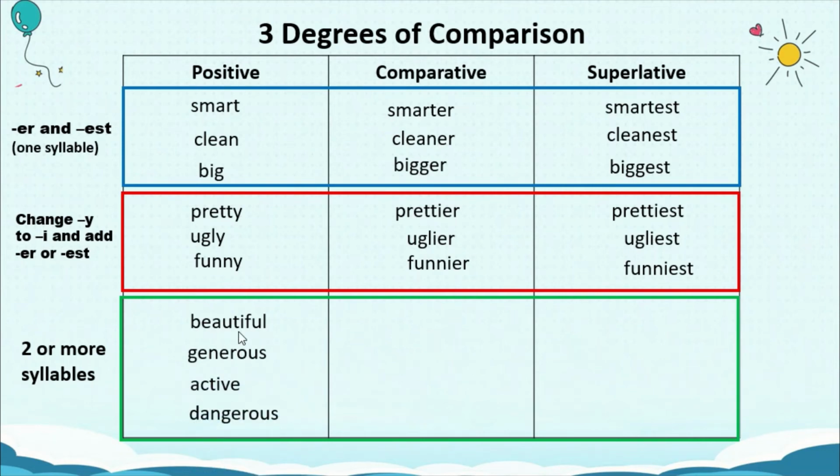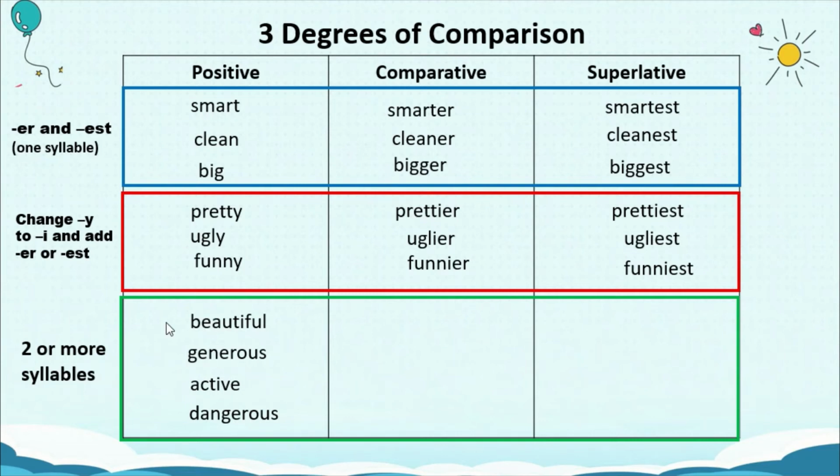And for the third rule, we have here examples: beautiful, generous, active, and dangerous. What have you observed? These words have two or more syllables. Supposing we have the word beautiful, how many syllables does it have? Beautiful contains 3 syllables. The word generous has 3 syllables. Active has 2 syllables. Dangerous has 3 syllables.